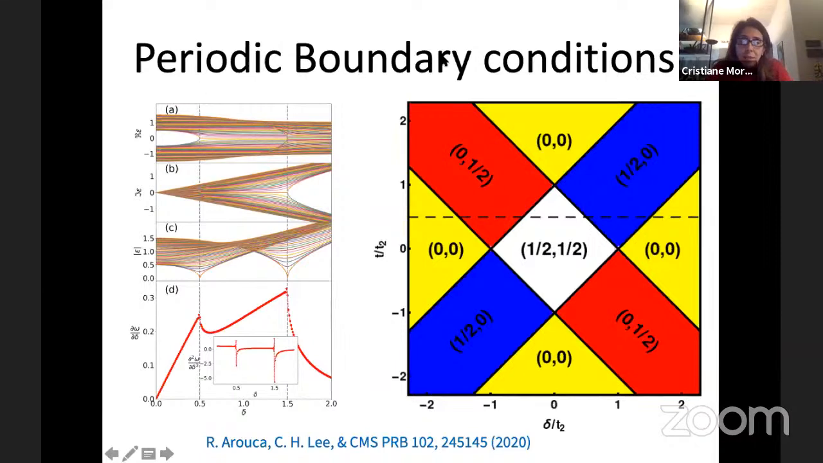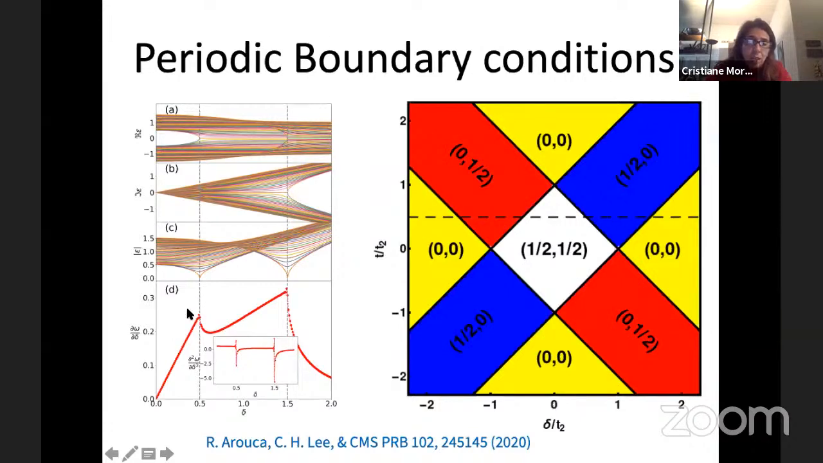So let's start with the case of periodic boundary conditions when we have this phase diagram, and we will look again at the energies. I know that I have a gap opening in this regime for delta smaller than 0.5 in the real axis. In the imaginary axis, I have a gap opening for delta larger than 1.5. So I would expect that I would get phase transitions every time my gap is closing in the real and in the imaginary axis.